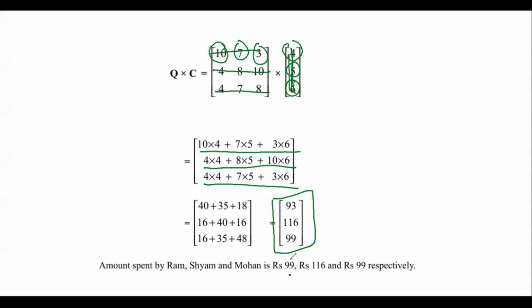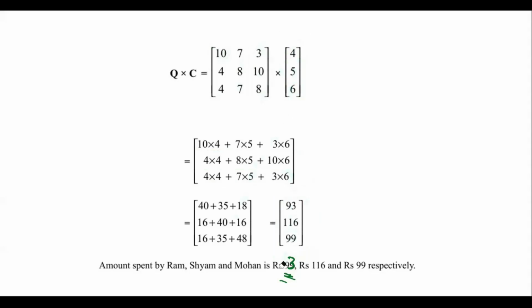I think it should have been 93, huh? There's a mistake here. It should have been 93. But 93 is there. It's a typo, huh? 93 rupees, 160 rupees, 99 rupees. Right. So remember, anybody can make mistakes, right? Yeah. I'll fix that later.